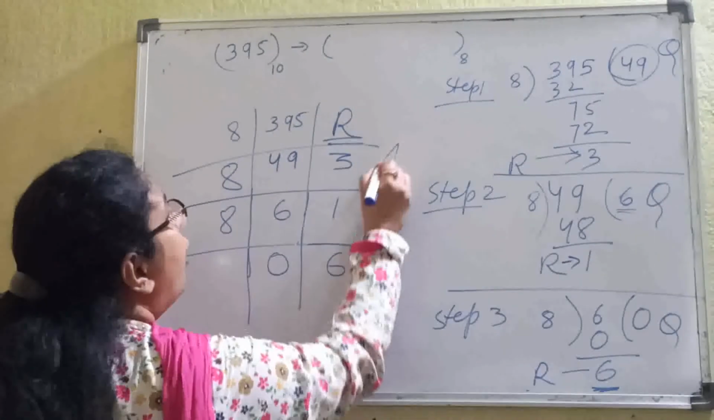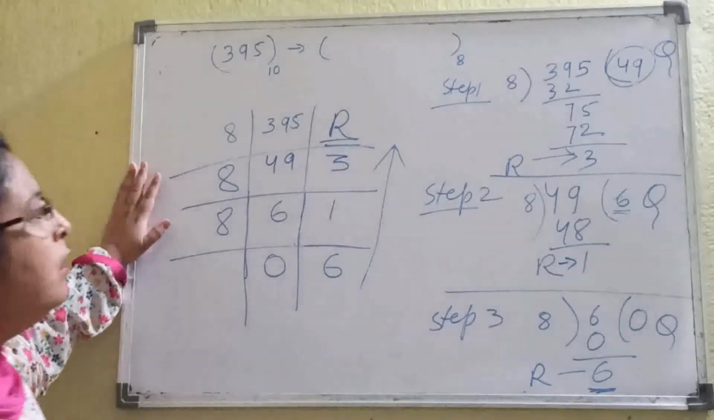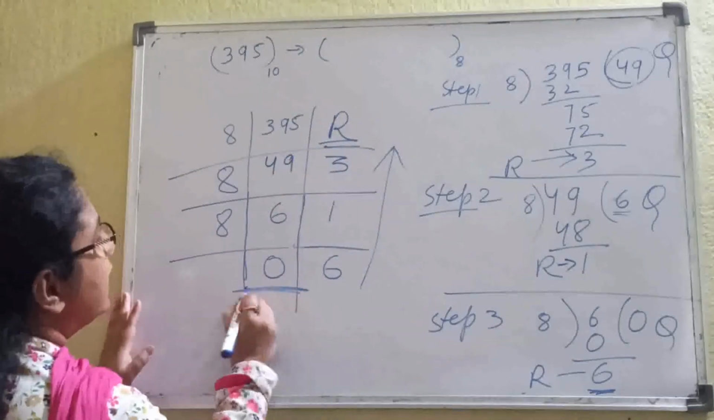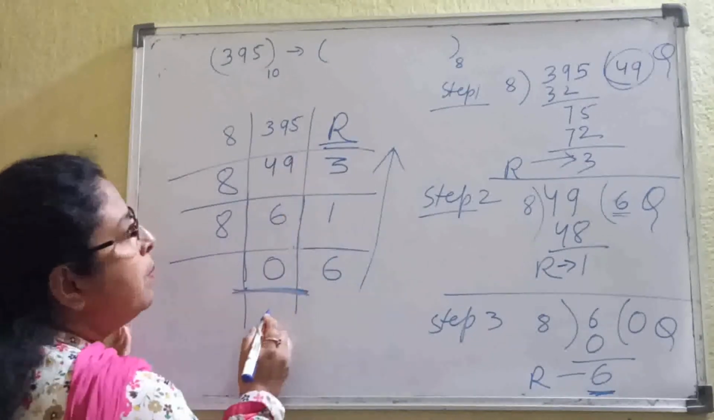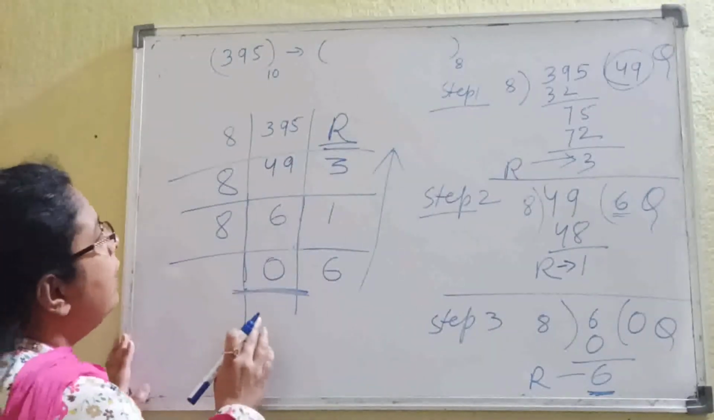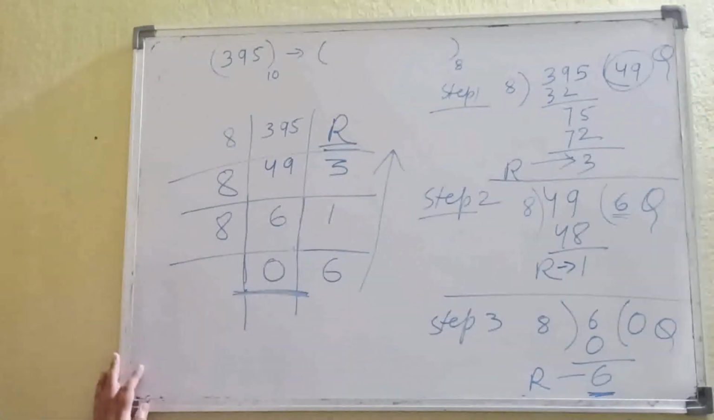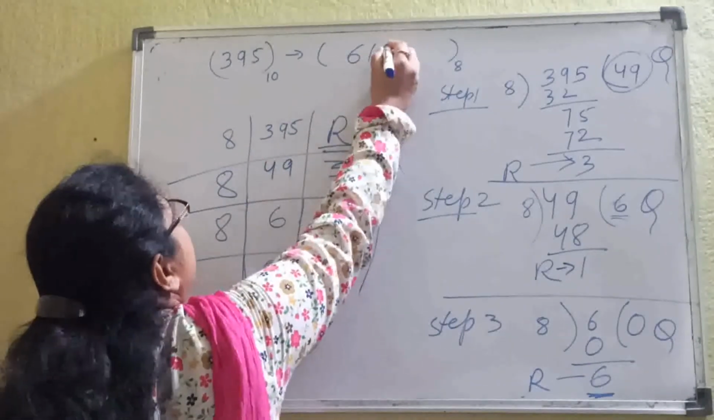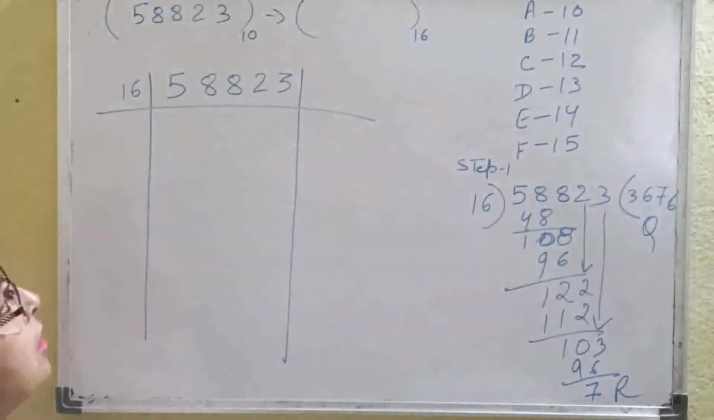And again from bottom to top, as you did in the decimal to binary conversion, here also bottom to top. You see the number has become 0. The quotient has become 0. You have to continue the process till the quotient becomes 0. So the remainders, children, you have to write from bottom to top. So what will be the answer? 6 1 3.